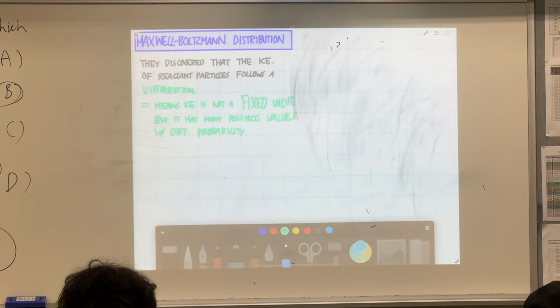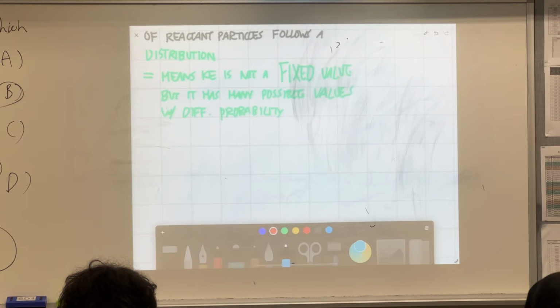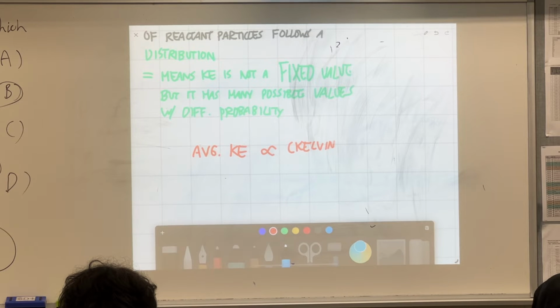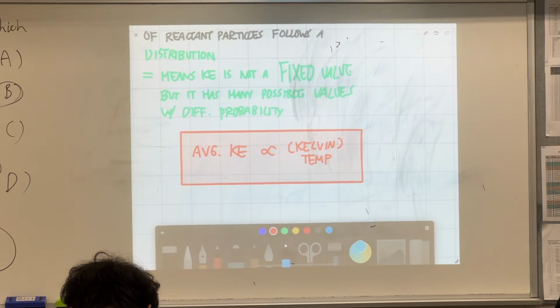But first, write down something that you might have learned from science a long time ago: average kinetic energy is proportional to Kelvin temperature. Does anyone here know what Kelvin temperature is? We add 273 to the degree Celsius that we know, then we get Kelvin. For example, 0 degrees Celsius is 273 Kelvin. 25 degrees Celsius is 298. So this is Kelvin temperature.